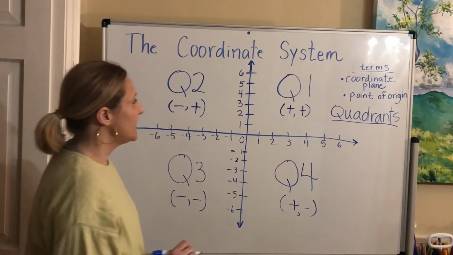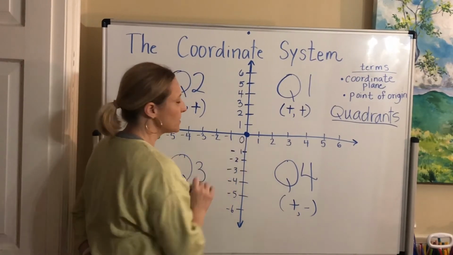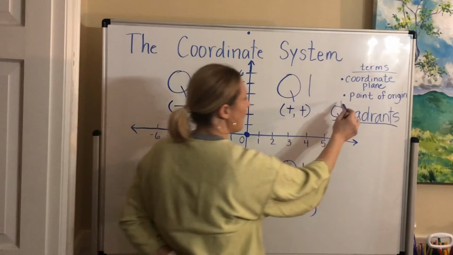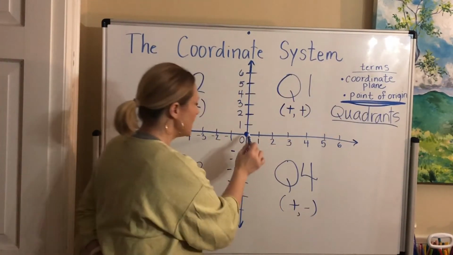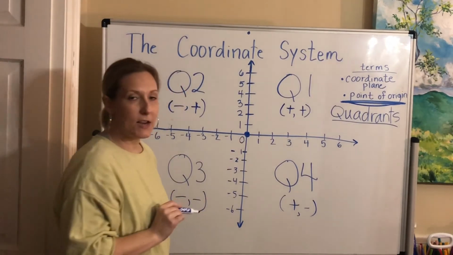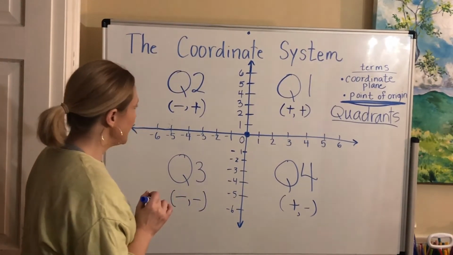This 0 is always called the point of origin, okay? And you always start at the point of origin whenever you find a coordinate point on the plane, okay?